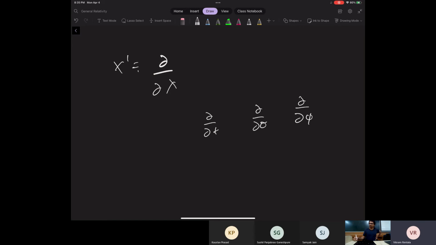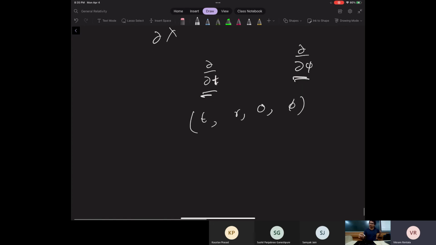Therefore, by going to polar coordinates, your metric coefficients can only depend on r. Partial theta? Yeah, that's right, that's where I was not really precise. At least you know it doesn't depend on t and phi. Partial theta is not a killing vector.